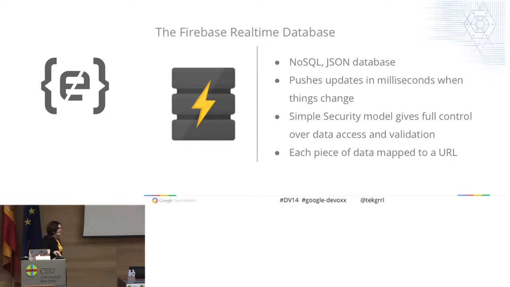Updates are pushed out in milliseconds when things change. So this gives you effectively real-time updates to data within your application. It also has a very, very simple security model that gives you full control over the data access, who can access data, and also on validation of that data before it gets stored. And another really nice feature is that each piece of data is mapped to a URL.